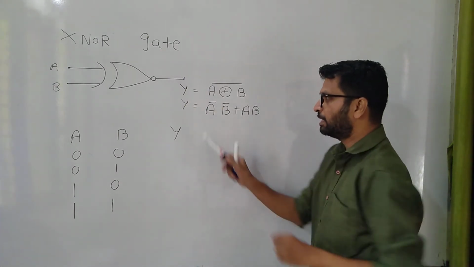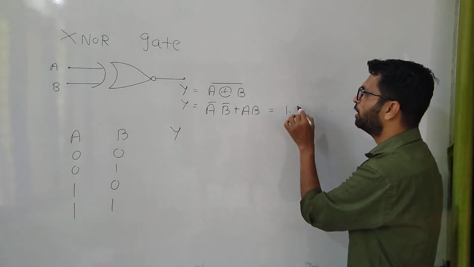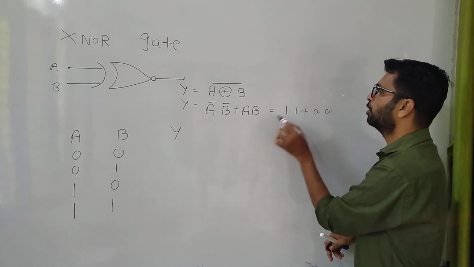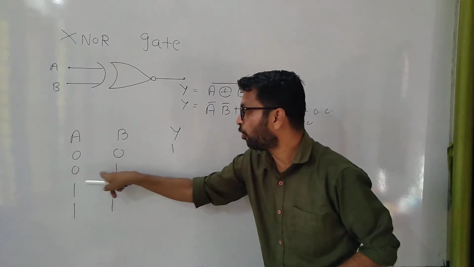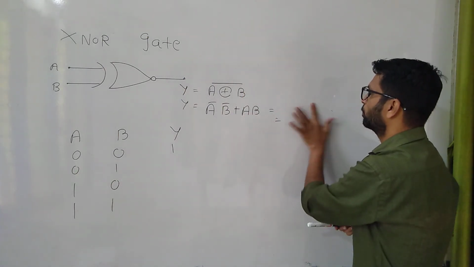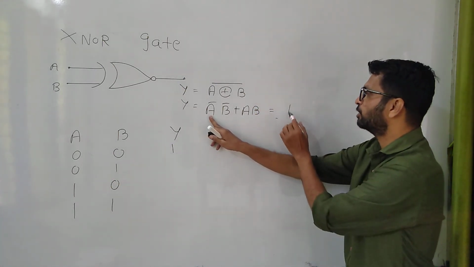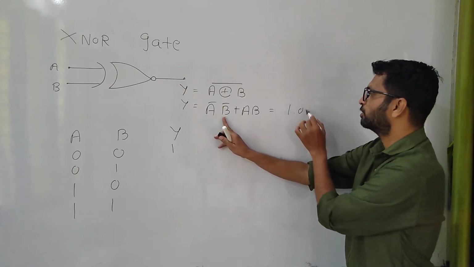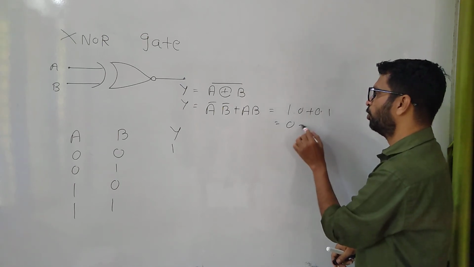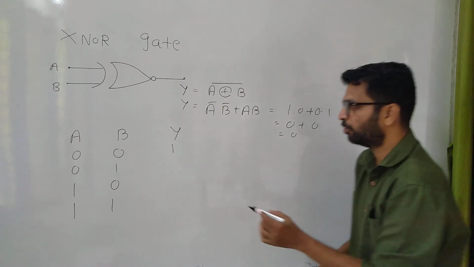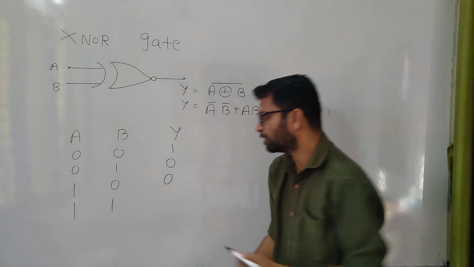Now we will check the first one, 0 0. If A is 0, B is 0, then 0 bar 1 into 1 plus 0 into 0, so that is 1 plus 0, that is equal to 1. Now 0 1, if A is equal to 0, B is equal to 1. A is 0, 0 bar is 1, B is 1, 1 bar is 0, and then 1 into 0 is 0, plus 0 into 1 is 0, that is 0. So when these inputs are different, then 0 will come as the output.